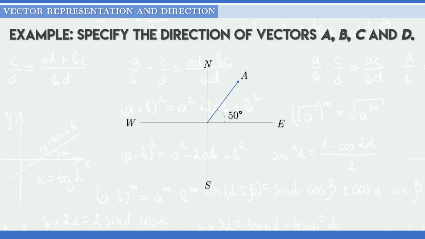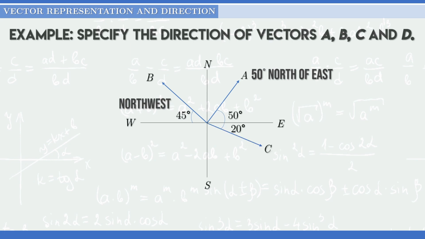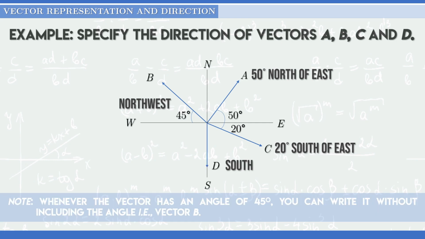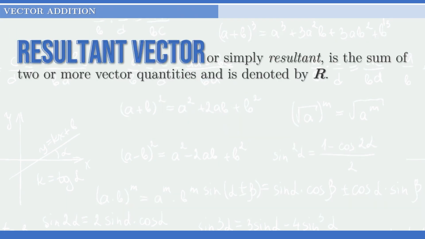For vector A, we have 50 degrees north of east. For vector B, we have northwest. For vector C, we have 20 degrees south of east. In vector D, we have south. Note that whenever the vector has an angle of 45 degrees, you can write it without including the angle. That is vector B.